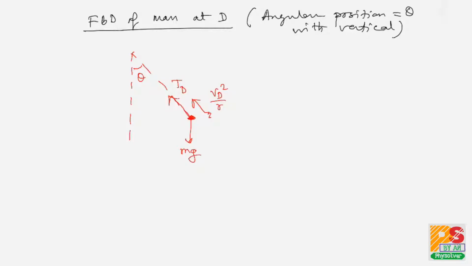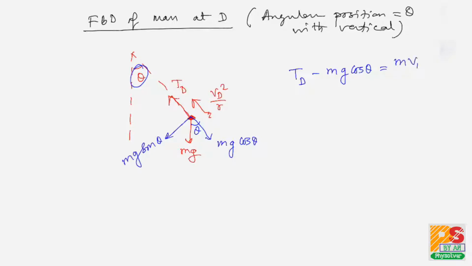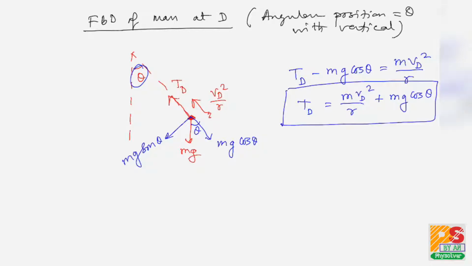Now I will take components of mg, one in this direction, another in this direction. If this is theta, this is also theta, corresponding angle, mg cos theta and mg sin theta. Therefore from the equation I can write Td minus mg cos theta equals m Vd square divided by r. So Td, which is the general formula of tension at any position, is given by m Vd square divided by r plus mg cos theta. Now this is the general formula.